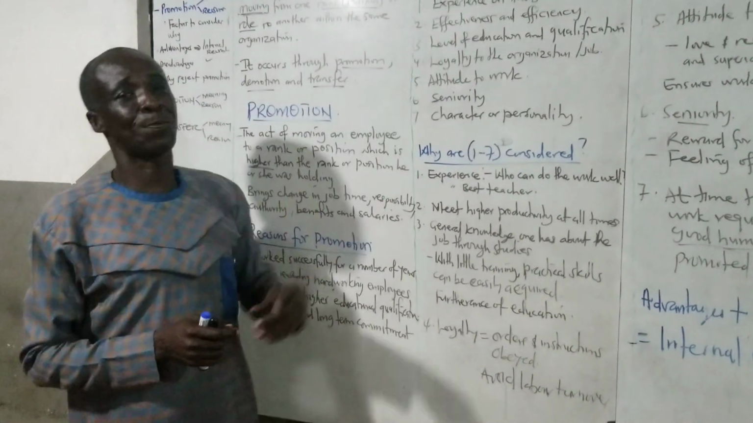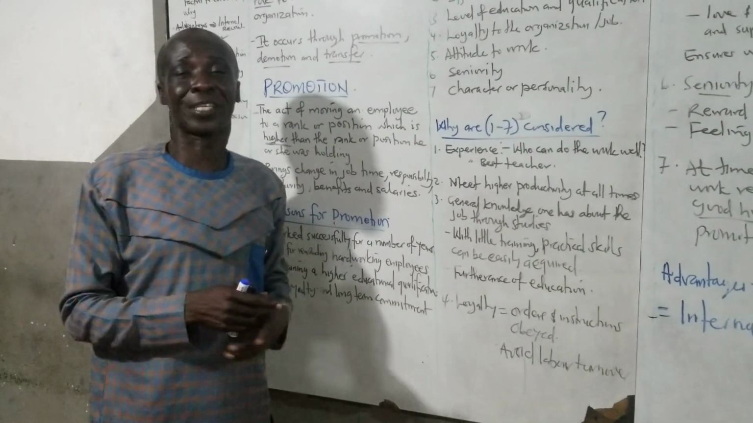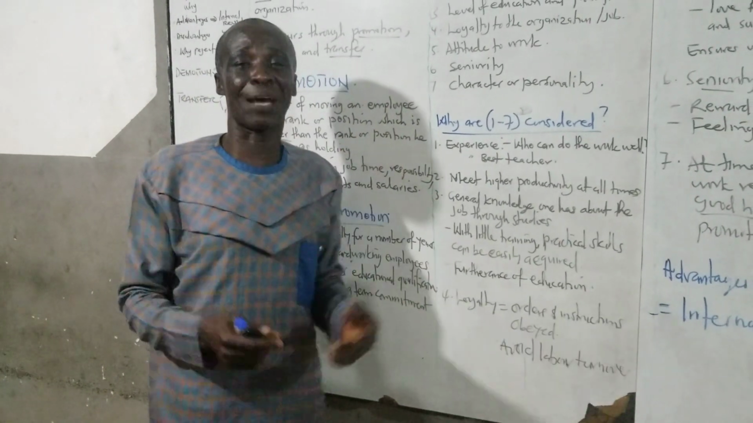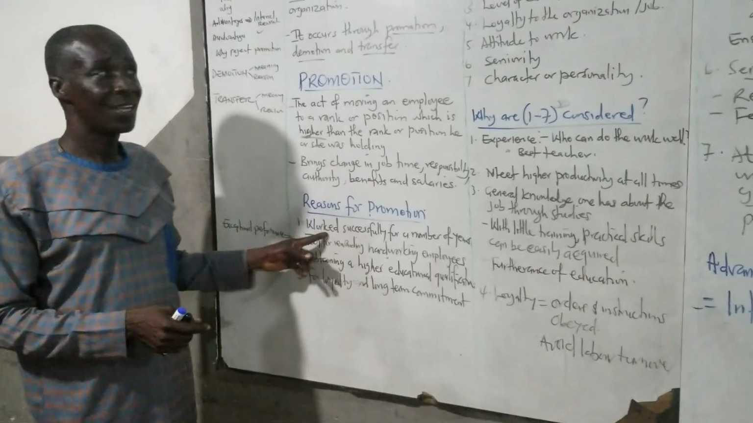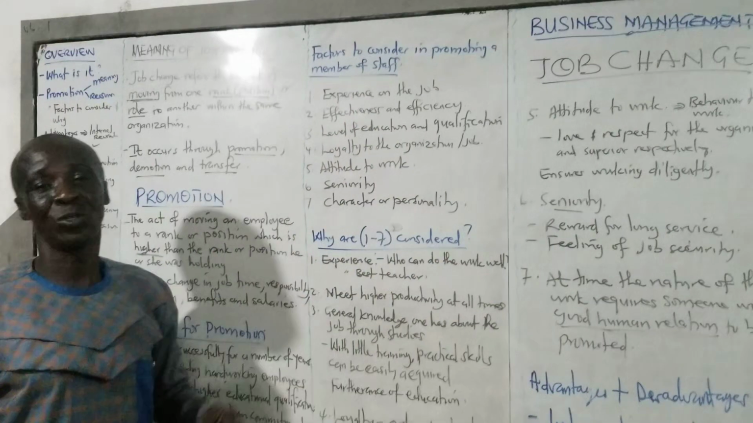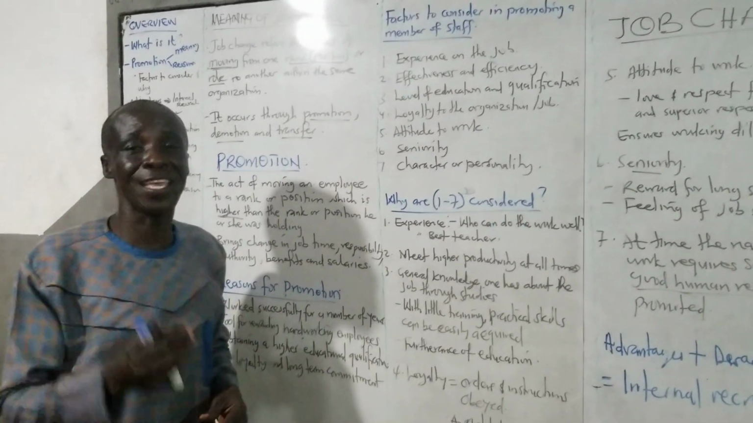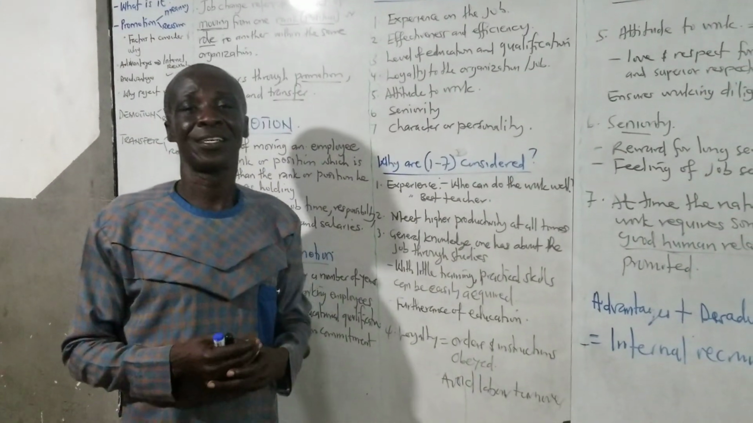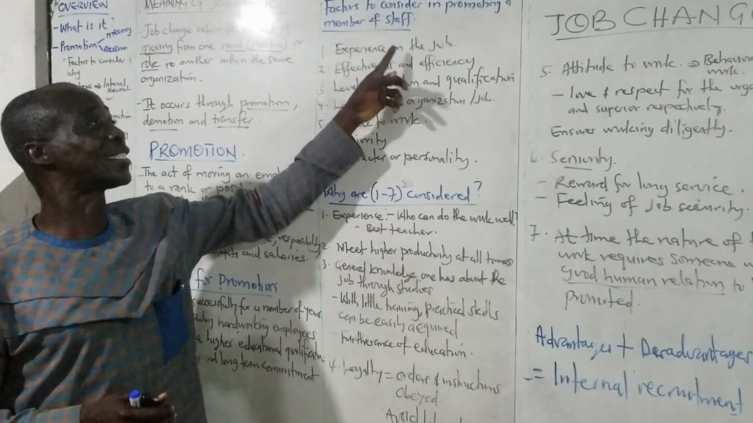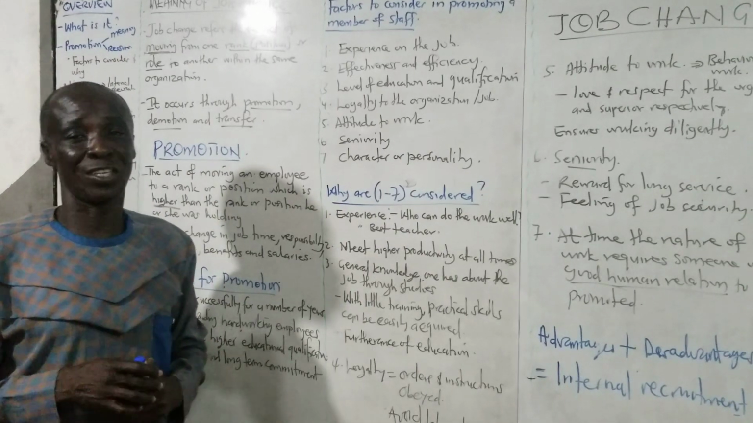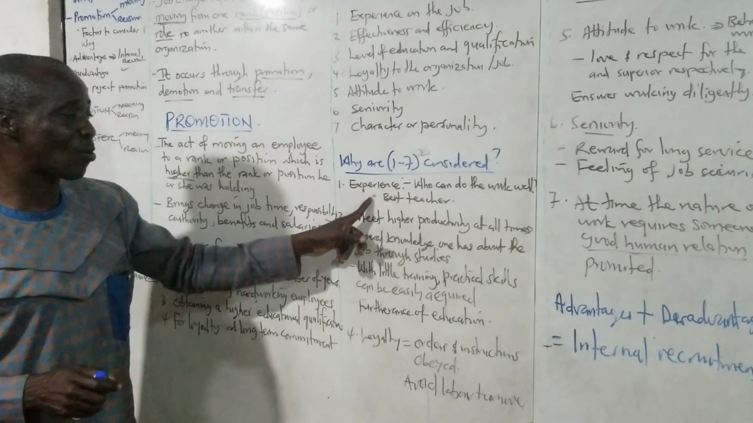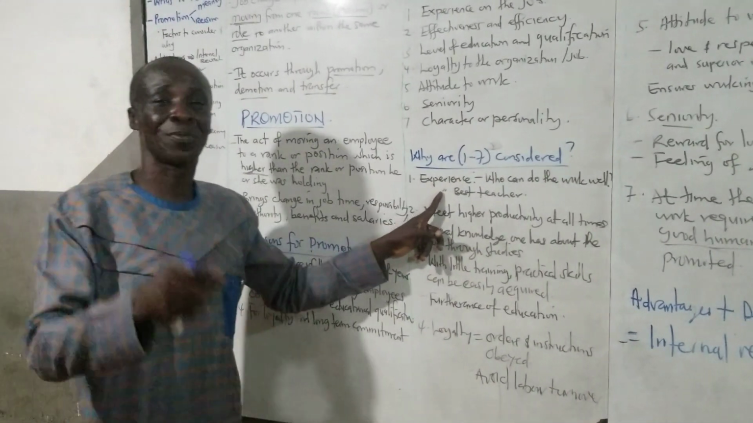So the first one is experience. Now I said somebody may be promoted when the person has worked in the organization for a certain number of years. And that's what we did here. So your experience, you have worked within the organization for 10 years, for 5 years, for 20 years, then you may be promoted. So on the basis of your experience on the job. So why is experience considered? Why do they consider? They want the person who can do their job best.